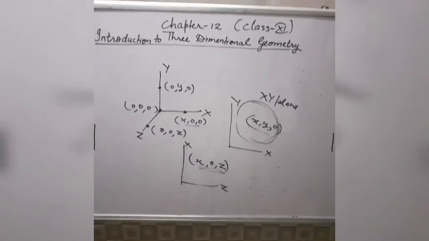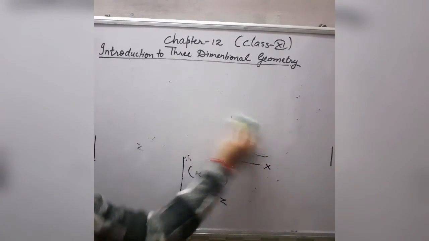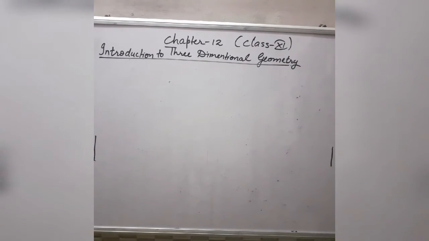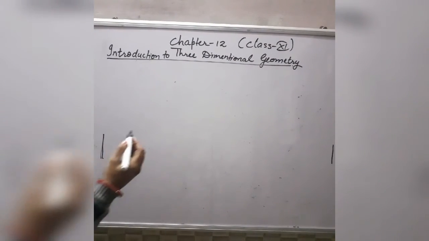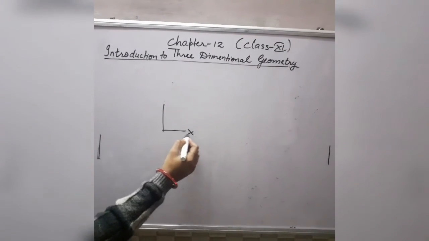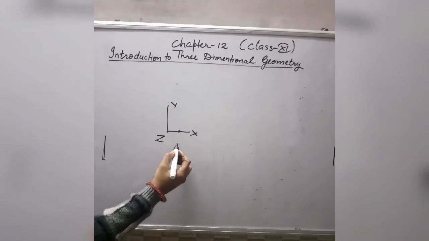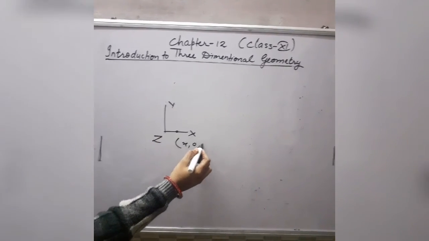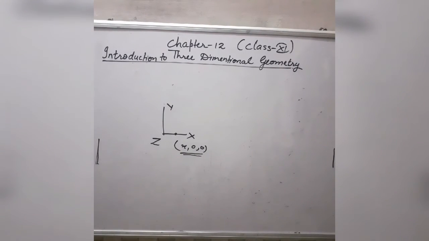Now we will start exercise 12.1. First question of exercise 12.1: a point is on the x-axis. What are its y coordinate and z coordinate? Let us suppose this is the x-axis, y-axis and z-axis. If any point lies on the x-axis, in that case the values of y and z will be 0. It means the coordinates of the point will be in this form.